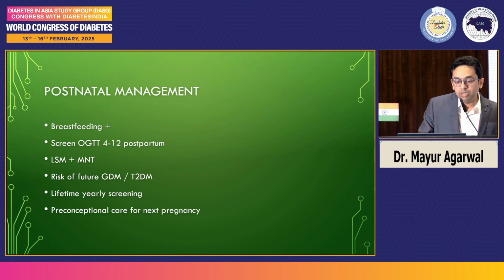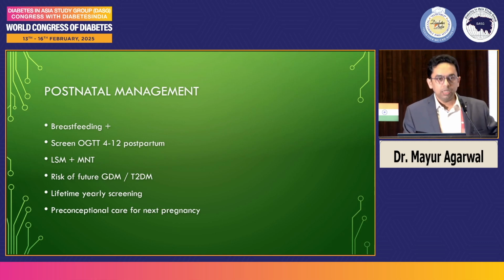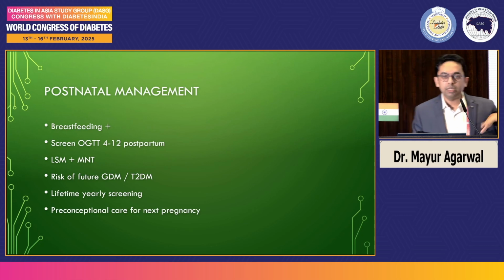For postnatal management, you should allow breastfeeding. Metformin is excreted in the breast milk, but it is pretty safe. OGTT should be repeated in 4 to 12 weeks, and then every year for life you should be screening, because these patients, within 30 years, that's what the data says, almost everybody will develop type 2 diabetes.